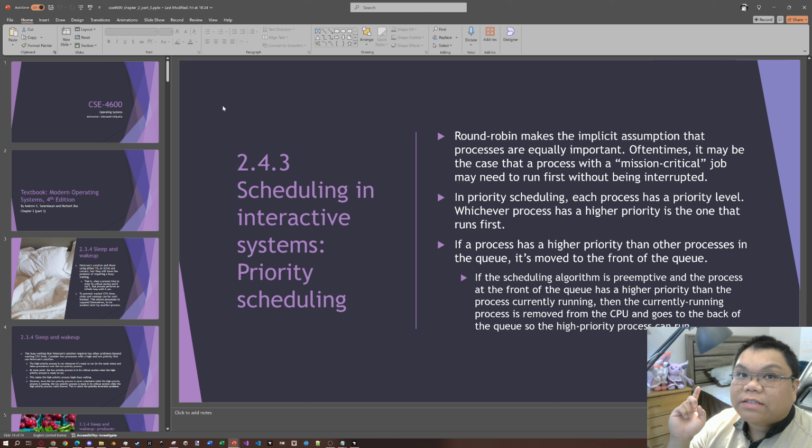The other thing is this. Sometimes we need those processes to work together to solve a specific problem, so we need some means of what's called synchronization.